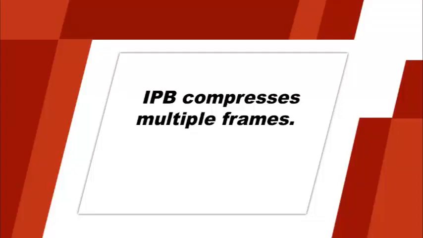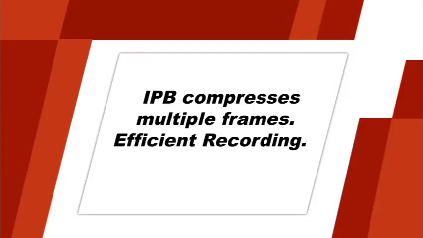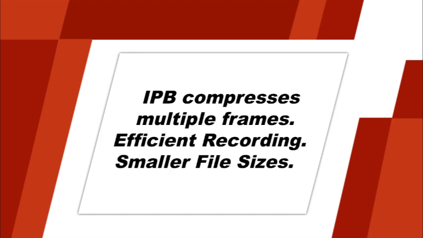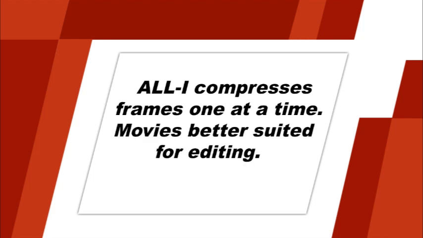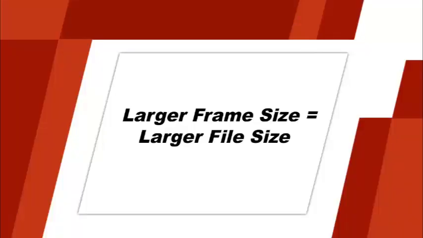In addition to the movie recording size and frame rate, there are 2 different compression options on the Mark III: IPB and All-I. The IPB compression method will compress multiple frames at once for more efficient recording and smaller file sizes. The All-I method will compress the frames one at a time for a movie file that is more suited for editing, but will also be a larger file. The purpose or use of the finished video will help you decide which recording size, frame rate, and compression method to use. Keep in mind that the higher the resolution, the larger the file sizes will be.